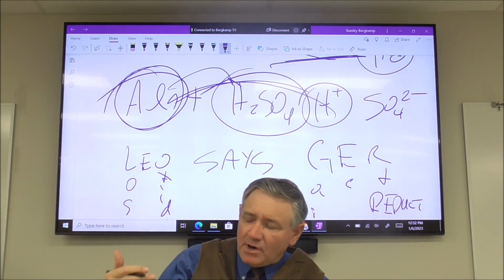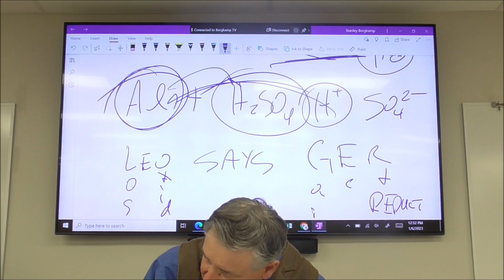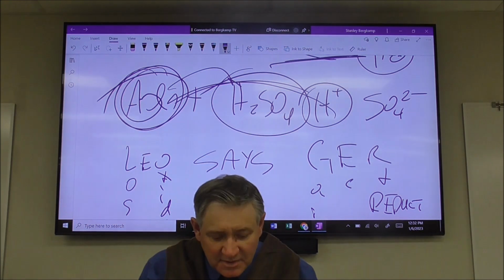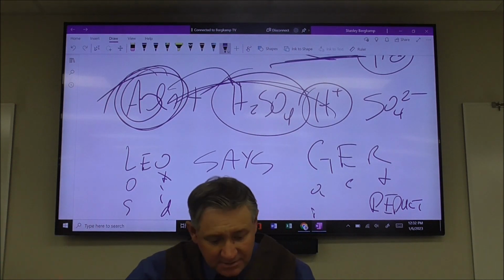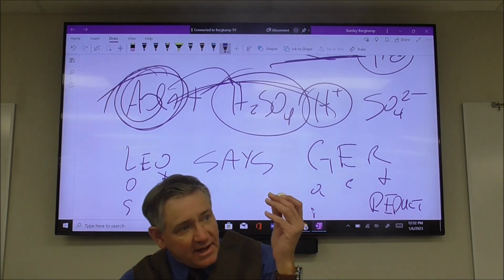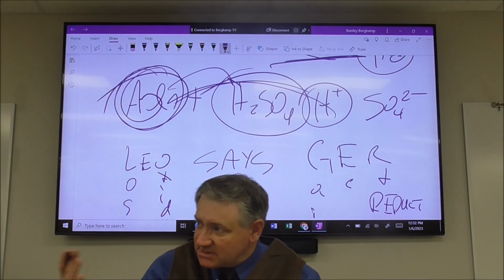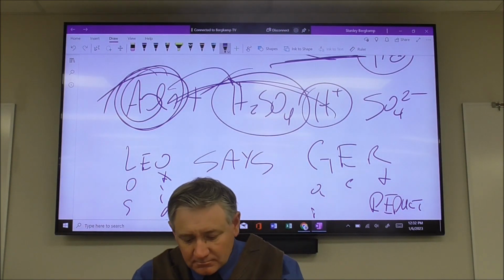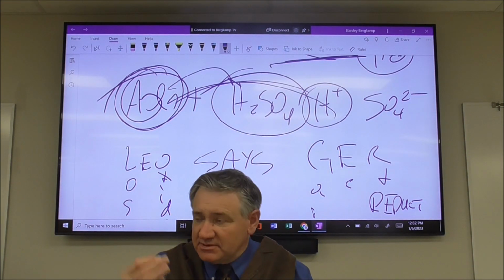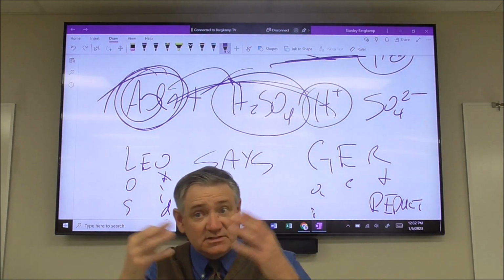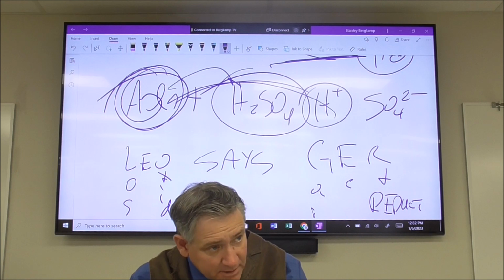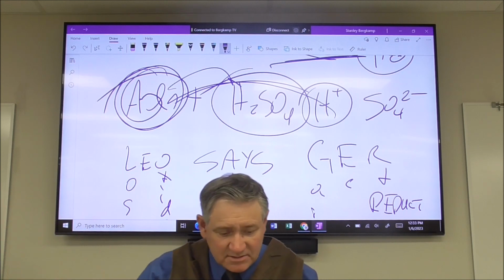So this is how you can always recognize a single displacement reaction, because you're going to have one element. If you look at this, the aluminum comes along, it kicks out the hydrogen, and then the hydrogen gas is formed because hydrogen is a diatomic, and that's why it's H2. So what you would see happening in this reaction is that you would take this piece of aluminum and drop it in sulfuric acid. You would see the aluminum dissolve because it's forming ions, and you would see bubbles of hydrogen gas forming. Okay? So that's how you can recognize single displacement.